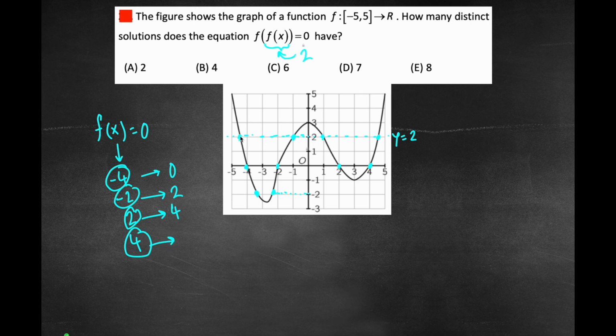And lastly, I'm looking for all the x's which make the output of the function f of x to be 4. So these 2 points are what I'm looking for, and that would be the last 2, and that's a total of 8 distinct roots. Therefore, the final answer would be answer choice E.